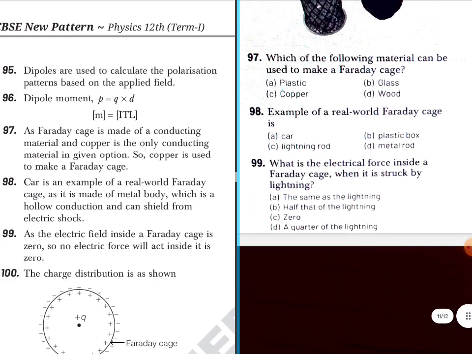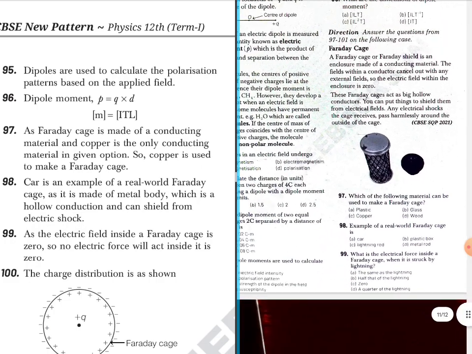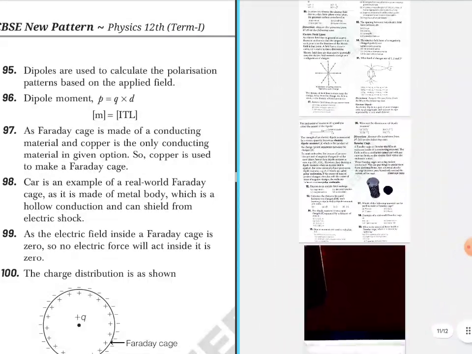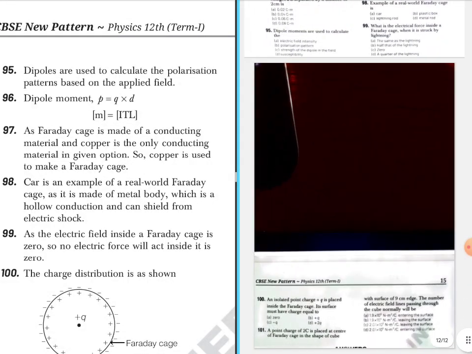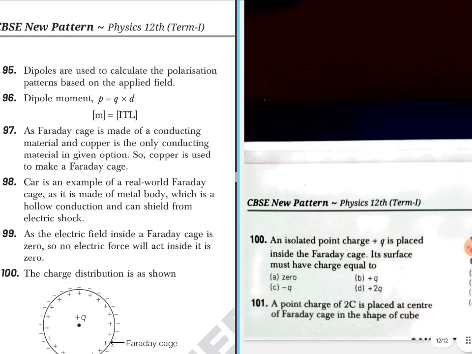What is the electrical force inside a Faraday's cage when struck? The net force will be 0. So that's the 99th question answer. 0 is option number C. And just this last page, an isolated point charge Q is placed in a Faraday's cage. Its surface will have an equal negative charge. If it's plus Q, there will be minus Q at the surface of the Faraday's cage. So C.